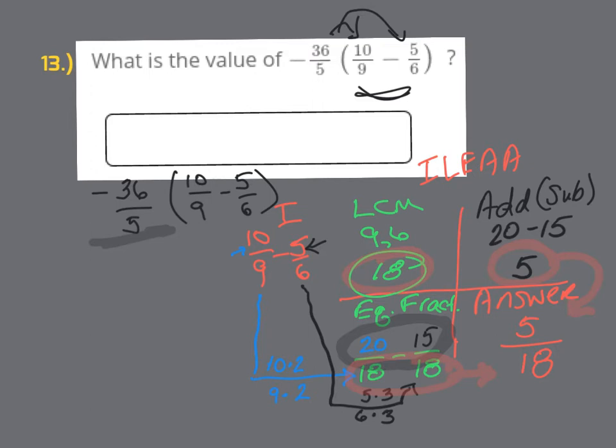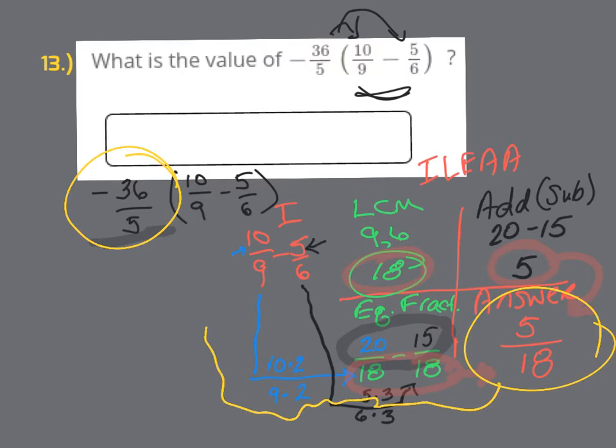Now, again, hold on the brakes, right? Because I'm not done, Mrs. De Silva. We still have this guy to deal with. Told you not to forget. So I'm going to bring this over here, and I've got negative 36 over 5. Never negative 36 fifths. That is icky. Let me fix that. There we go.